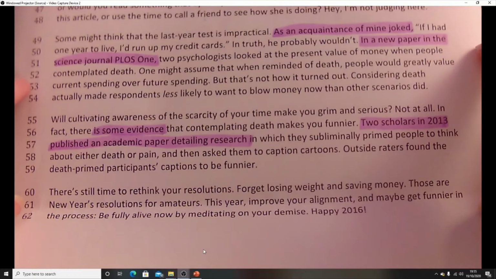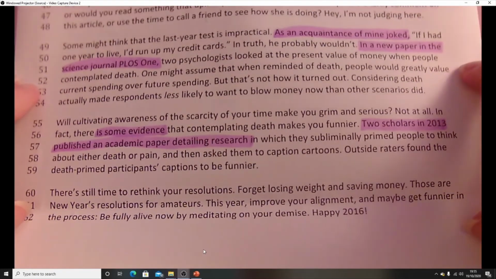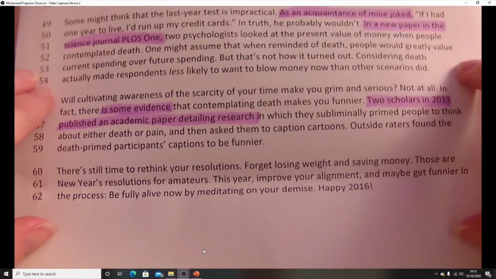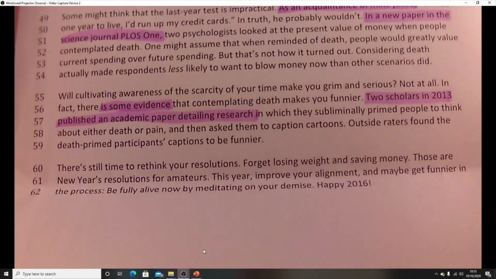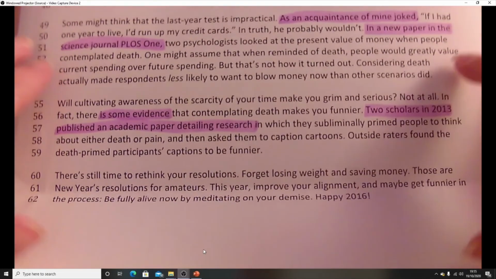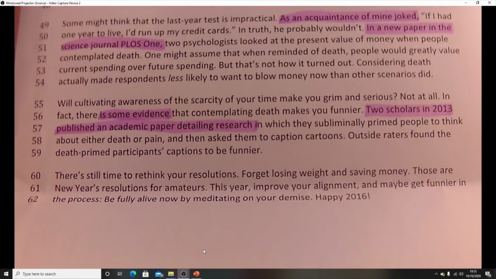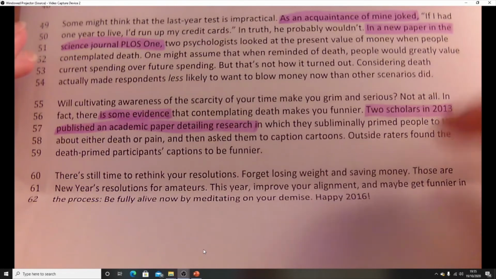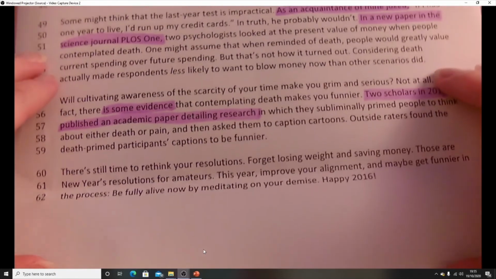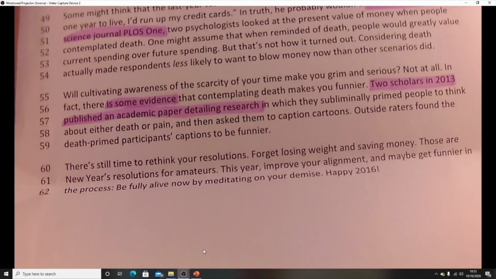You'd think that people would consider spending a lot of money when they know that they're going to die, but actually it was the reverse. I'm not necessarily interested in anything there that pops out at me as something I could talk in depth about, but I have an idea of what's coming up when he talked about death making you funnier.